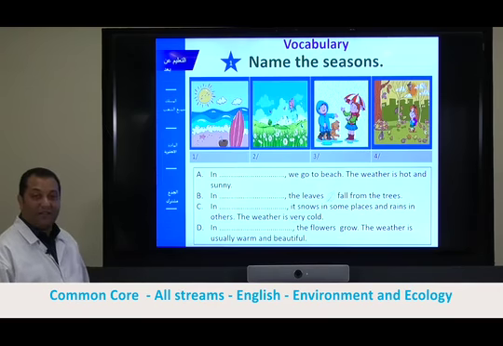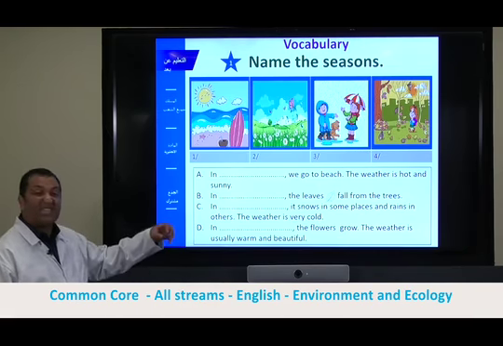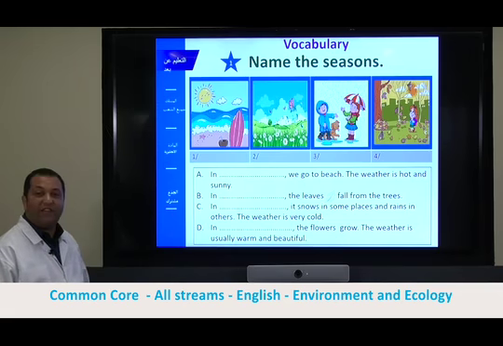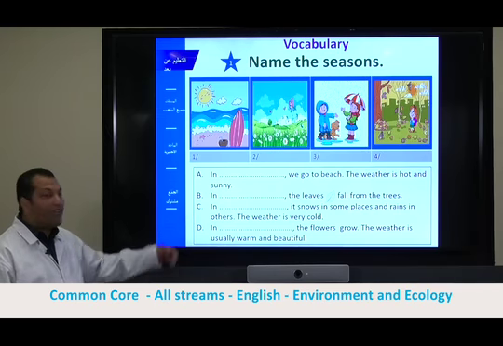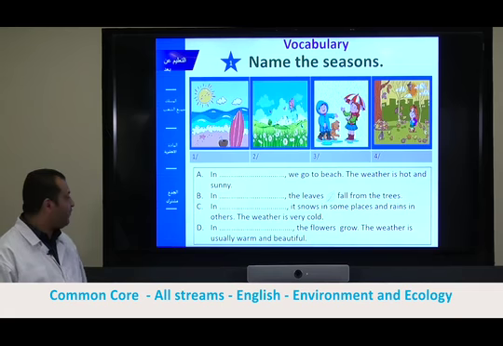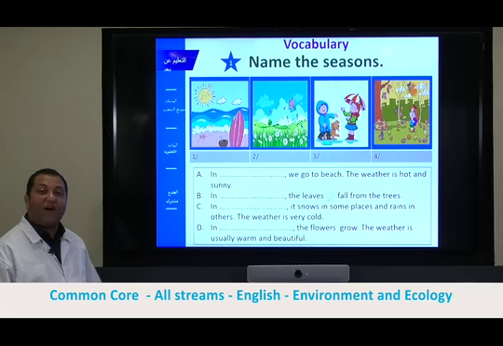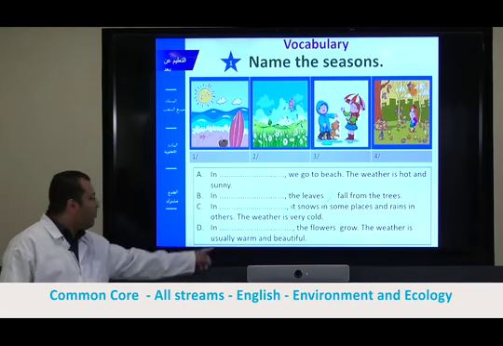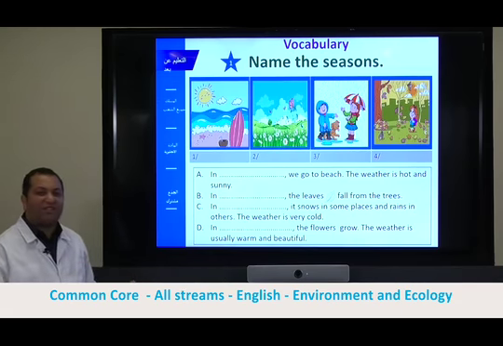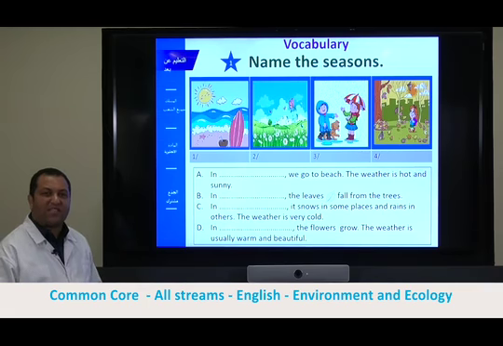Number C, in this season, it snows. Like in Ifrane or Kenitra, it snows in some places and rains in others. The weather is very cold. D, again, in this season the flowers grow. The weather is usually warm and beautiful. Warm, it's not very hot, it's not very cold. So please take a few minutes before the correction.